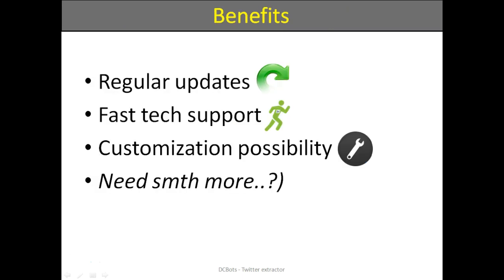You get the following benefits using our solution for Twitter extraction. Firstly, regular updates. It is especially essential for Twitter, because this website can periodically change the HTML code structure or even the data delivery mechanism. As our customer, you get these updates for free. Secondly, fast tech support. You can send us any request to see it is really fast. Next, our solution implies the possibility of customization. That is refinement for your specific tasks under your business processes. But this is not all.